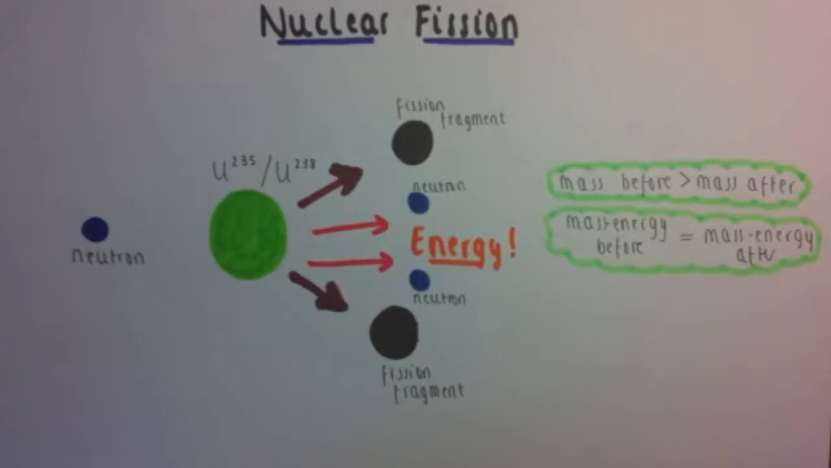The energy given off during this reaction is equivalent to 1 mega-electron-volt. It is important to remember that mass energy is always conserved during this reaction. Therefore, in order for this reaction to work, the mass before has to be bigger than the mass after, because some of the original mass was converted into energy. Hence, mass energy before equals mass energy after.